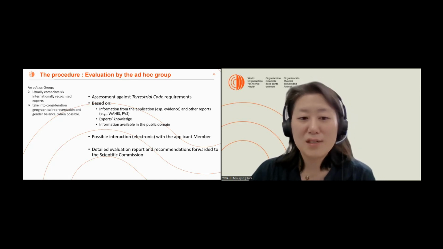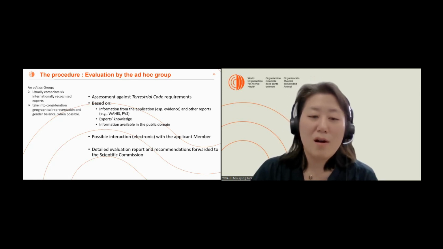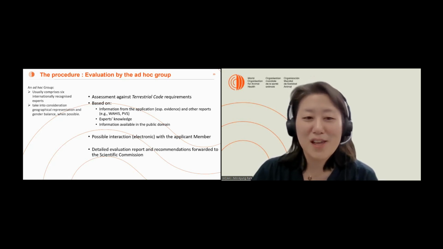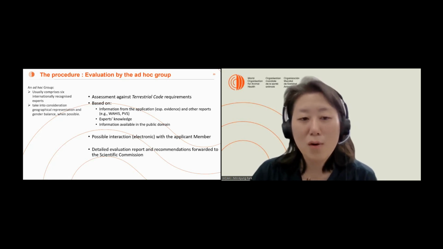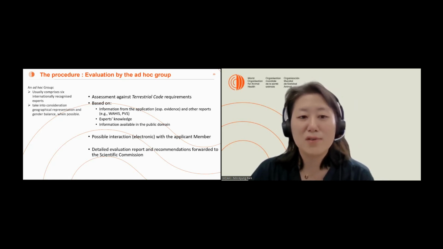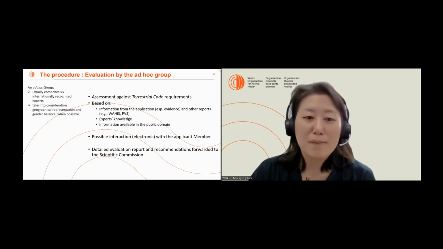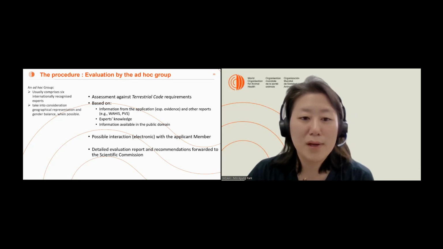And this is the evaluation where the experts are assessing the information in the application against the requirements of the Code, and also against other information submitted to WOAH through different channels, such as WAHIS and some information available through the PVS, evaluation on performance of veterinary services. Of course, these are renowned experts of the disease, so they bring their own knowledge and they can consult any information available in the public domain.